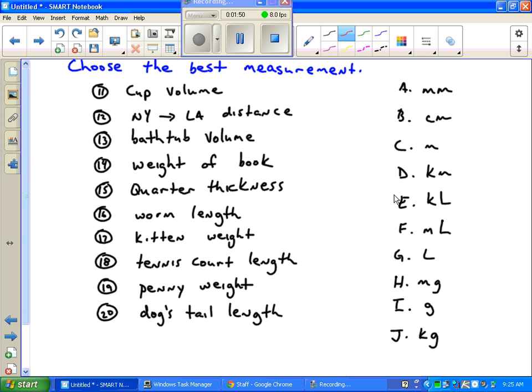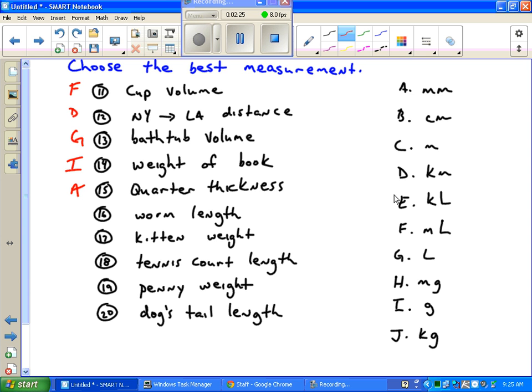The next set deals with which measurements to use, and we will use one of them more than once. Centimeters will happen more than once. The volume of a cup is going to be F, milliliters. The distance from New York to Los Angeles has to be kilometers, D. The volume of a bathtub is got to be liters, G. The weight of a book is I, grams. The thickness of a quarter is millimeters, A.